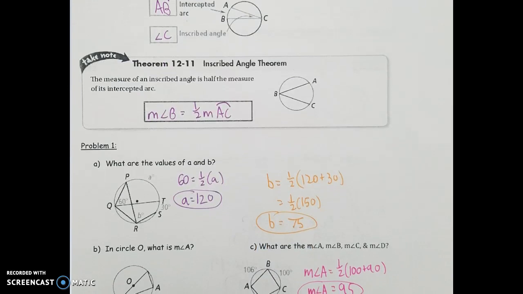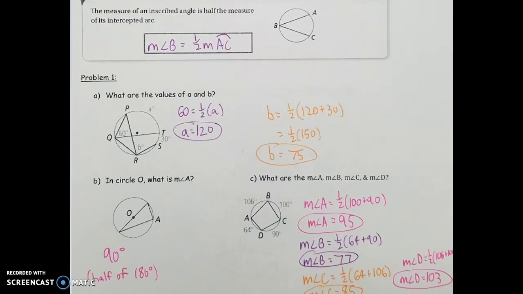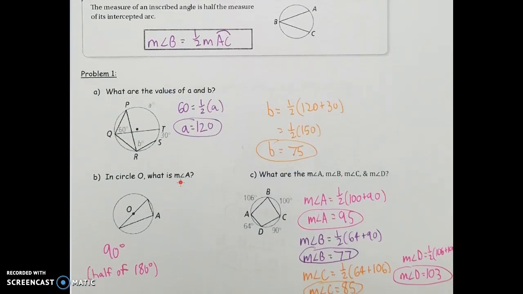And trying that again with a couple others, in circle O, we're trying to find the measure of angle A. And this is always going to be the case whenever I am using an inscribed angle whose endpoints are on a diameter. That means I'm just intercepting a semicircle. So since a semicircle is always 180 degrees, half of that is going to be 90. So anytime that happens where I'm using an inscribed angle and the two endpoints are a diameter, the angle is always going to be a right angle.